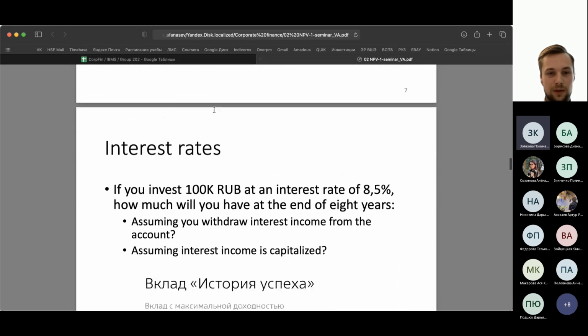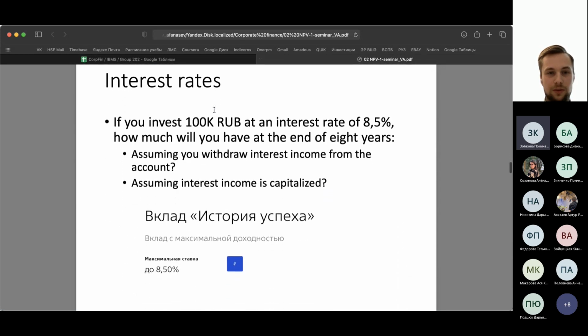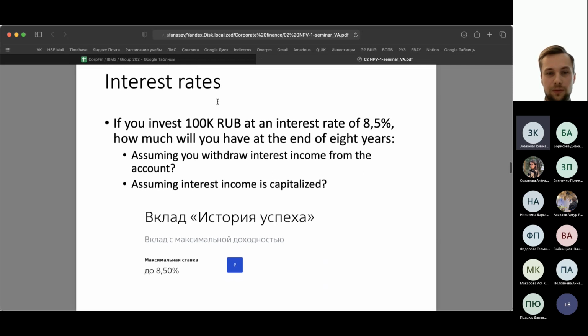Well, the next exercise is about interest rates, and if you look at the slide, I have found a real deposit of one Russian bank, which gives an 8.5% rate. And actually, if you invest 100,000 rubles at this interest rate, how much will you have at the end of the 8 years?